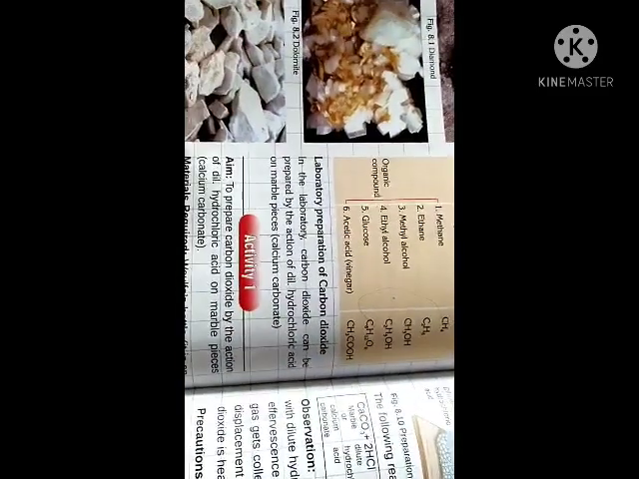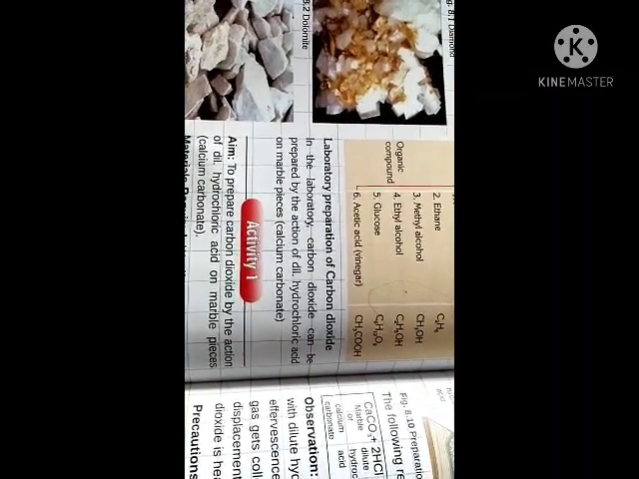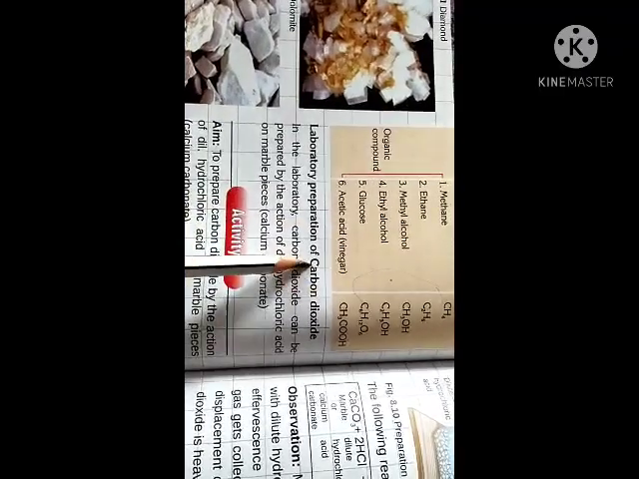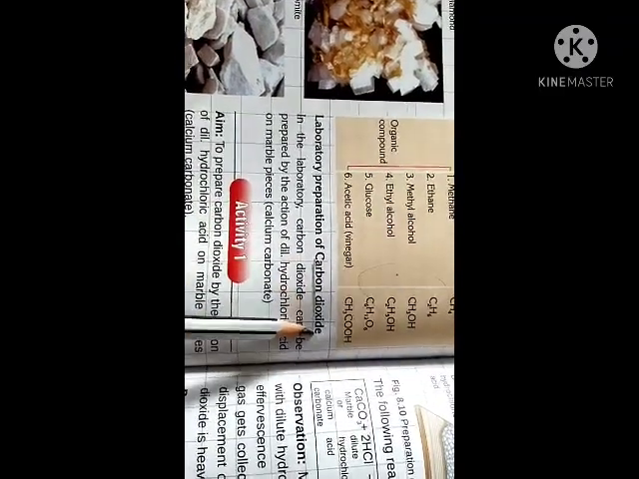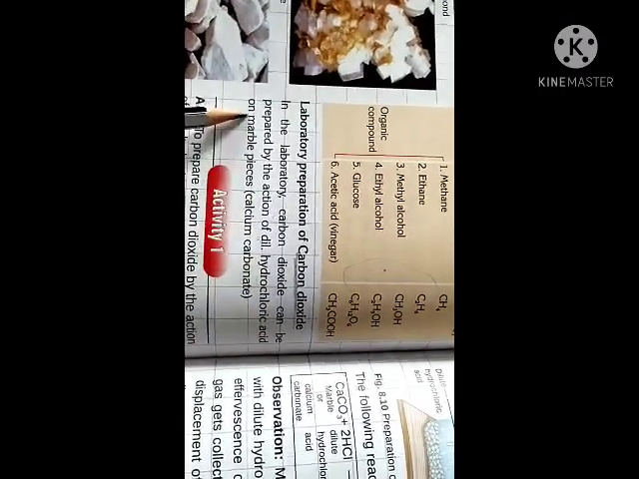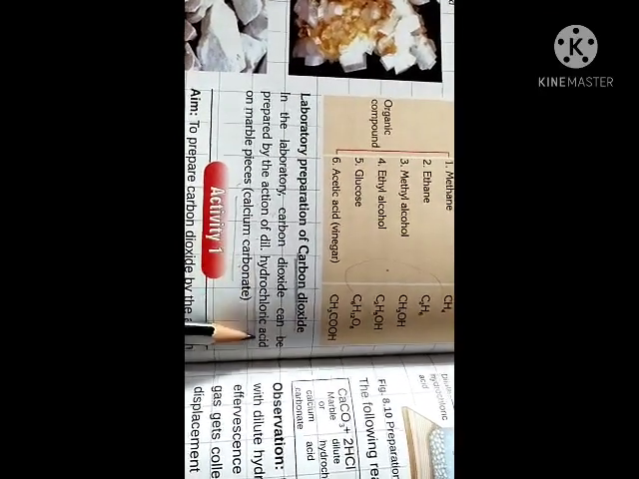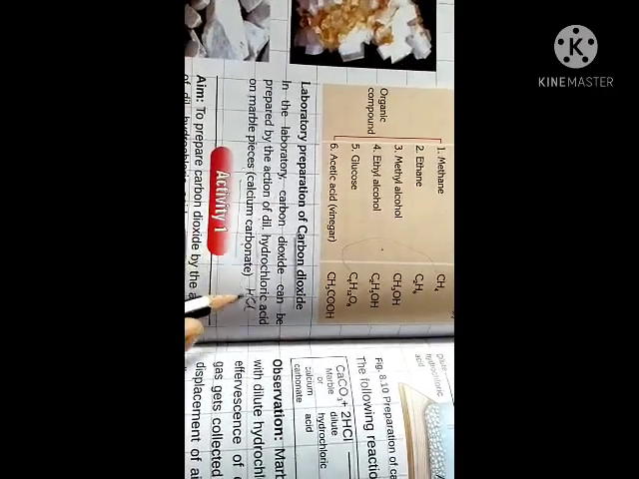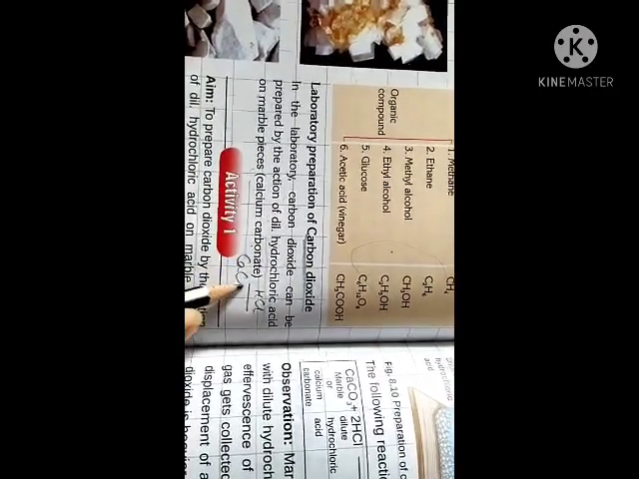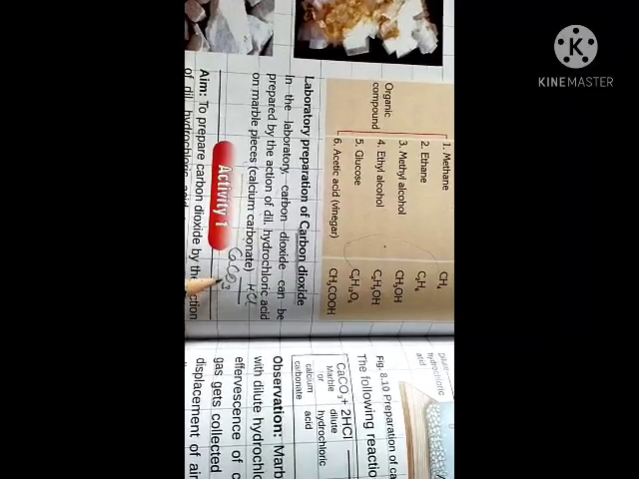Okay. Now here you can see laboratory preparation of carbon dioxide, means in labs how carbon dioxide is formed, because carbon dioxide is also made up of carbon. So in the laboratory, carbon dioxide can be prepared by the action of dilute hydrochloric acid on marble pieces. Calcium carbonate and hydrochloric acid. Hydrochloric acid is HCl and calcium carbonate is CaCO3. Okay, calcium carbonate.